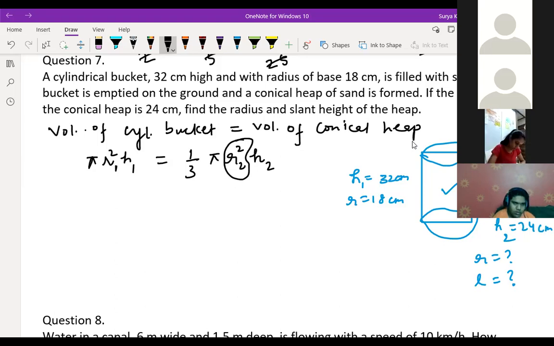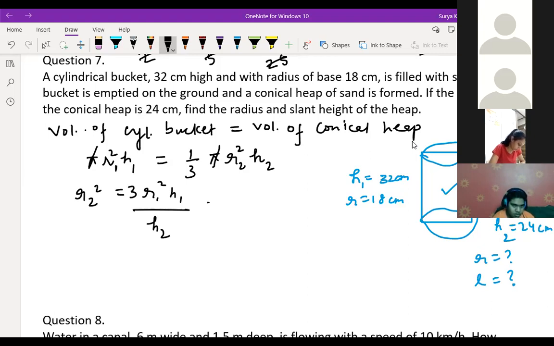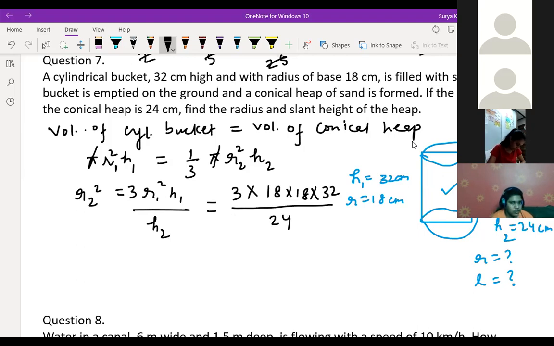All of you find r2 here. Then you tell me what you are getting r2. So pi and pi will get cancelled. So r2 square is equal to r1 square h1 divided by h2, and 3 will go up. So I'm getting R2's value 36, sir. Okay. So here 3 into R1, R1 is 18 into 18 into H1, that is 32, divided by H2, that is 24.